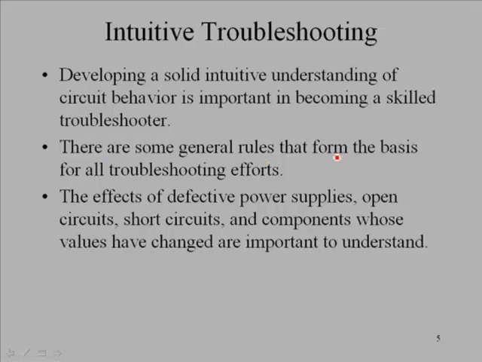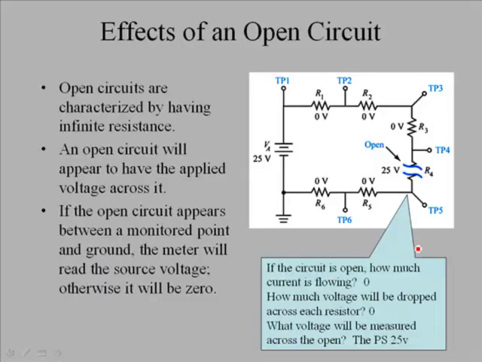There are some general rules that form the basis for all troubleshooting efforts. The effects of defective power supplies, open circuits, short circuits, and components whose values have changed are important to understand. So first we're going to look at the effects of an open circuit. Open circuits are characterized by having infinite resistance. So in this case we're considering resistance, and we're saying that open circuits will have infinite resistance.